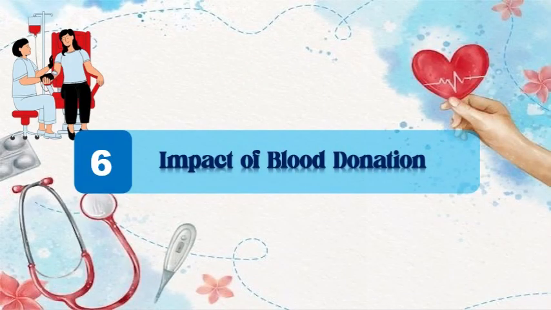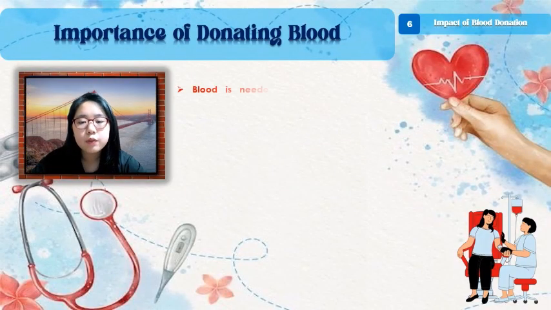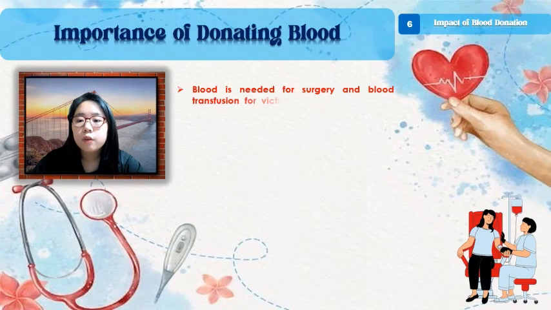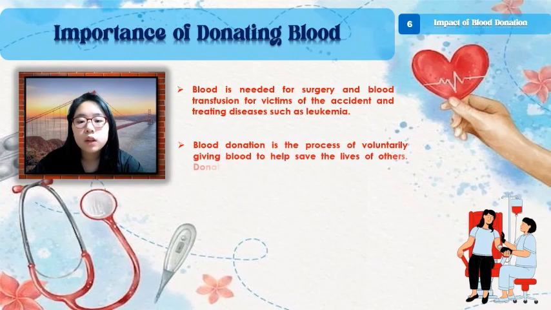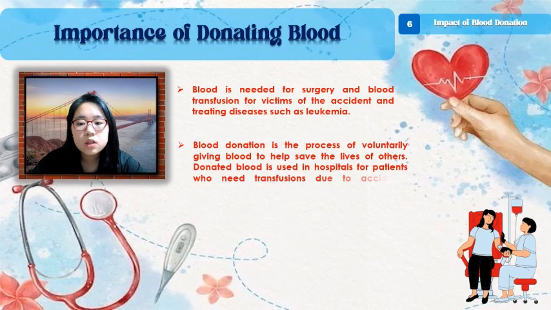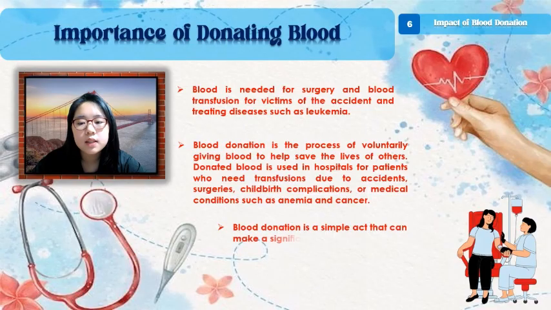6. Impact of blood donation. Importance of donating blood. Blood is needed for surgery and blood transfusion, for victims of accidents, and for treating diseases such as leukemia. Blood donation is the process of voluntarily giving blood to help save the lives of others. Donated blood is used in hospitals for patients who need transfusions due to accidents, surgery, childbirth complications, or medical conditions such as anemia and cancer. Blood donation is a simple act that can make a significant difference in saving lives.